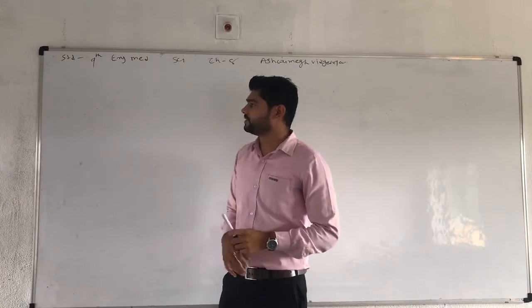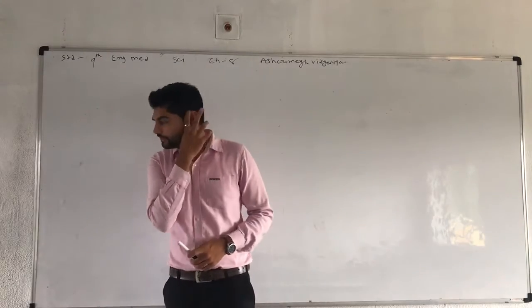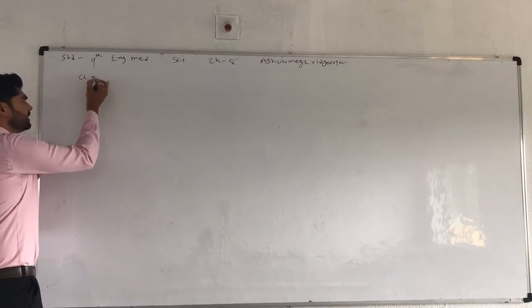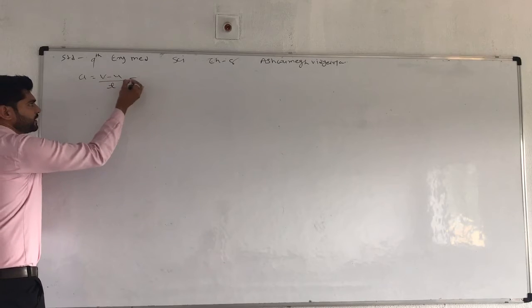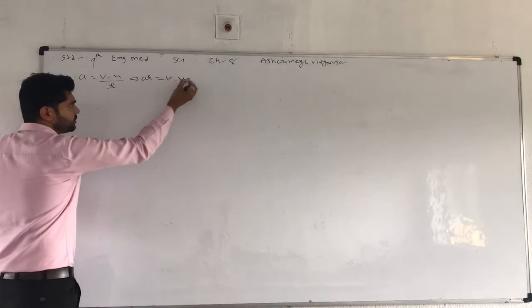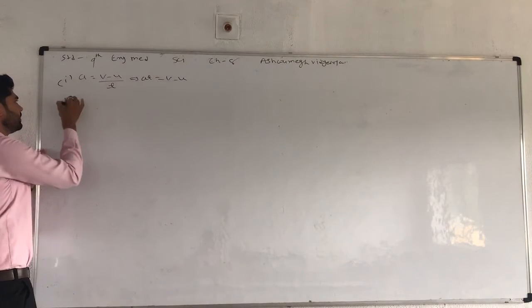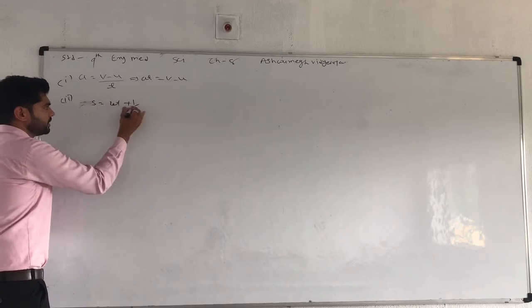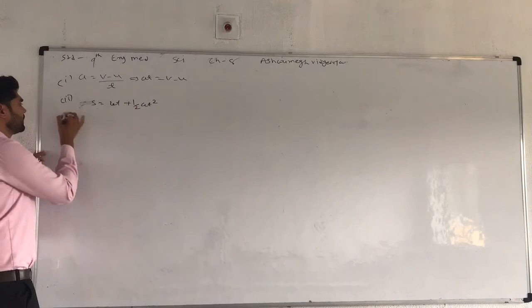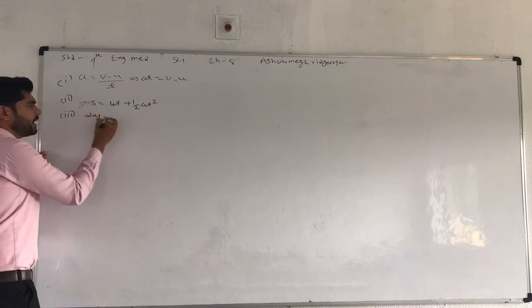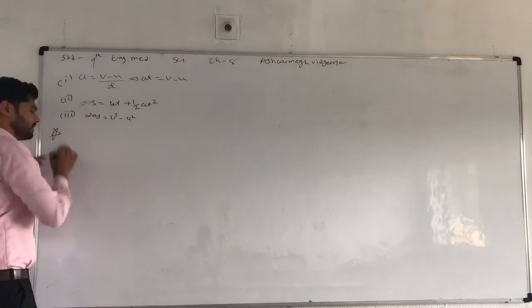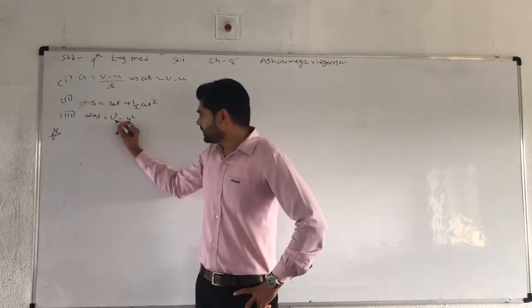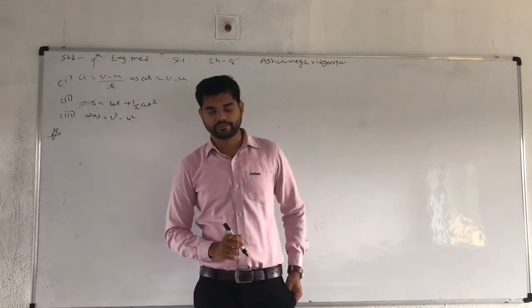Today we learn Standard 9 English Medium Subject Science Chapter number 8. In the last lecture we proved three equations of motion. a is equal to v minus u divided by t, which means at is equal to v minus u. That is the first equation. The second equation we proved is s is equal to ut plus 1/2 at square. The third equation is 2as is equal to v square minus u square. Now with the help of these three equations we solve some examples related to motion.